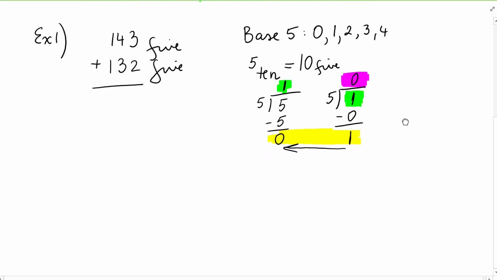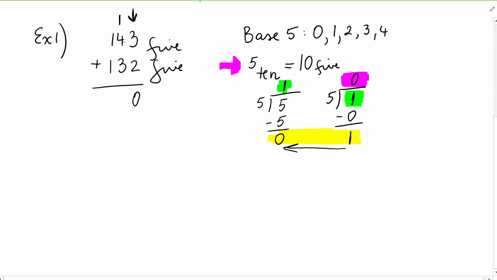So 1, 4, 3 in base 5 plus 1, 3, 2 in base 5. We are adding the same way we would add in base 10. So we start here. 3 plus 2, it's 5. But in base 5, we just talked about it, 3 plus 2 is 5 in base 10. So 5 in base 10 is actually 1, 0 in base 5. So we record the 0 and we write the 1 here.